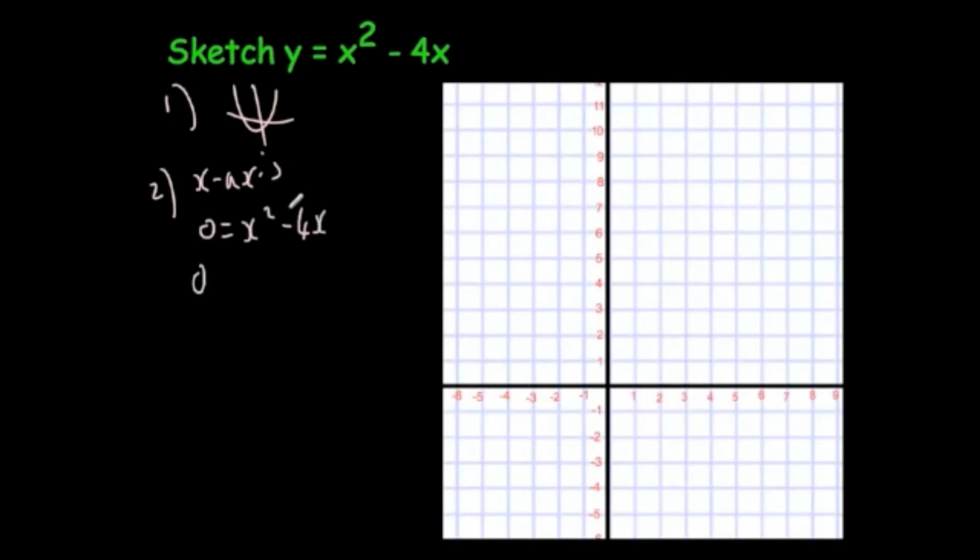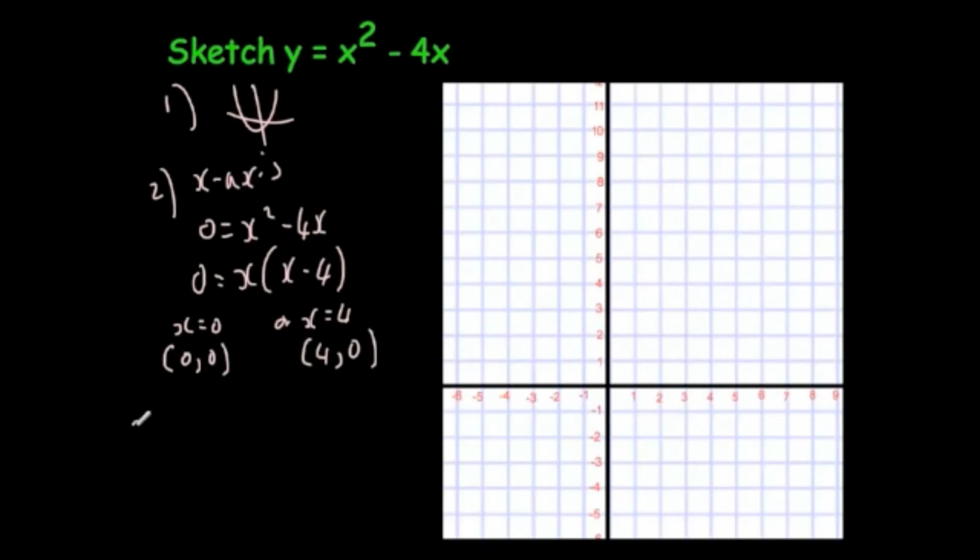Factorizing that, you take x out as a common factor, so you're going to get x bracket x minus 4. And then that means that x is 0 or x is 4. So x equals 0 or x equals 4. That means the coordinates will be 0, 0, the origin, or 4, 0.